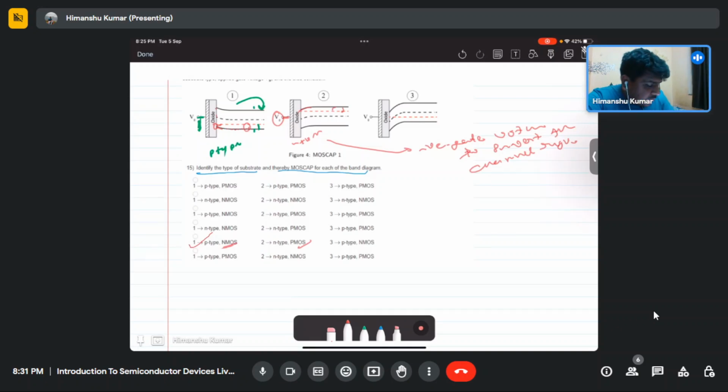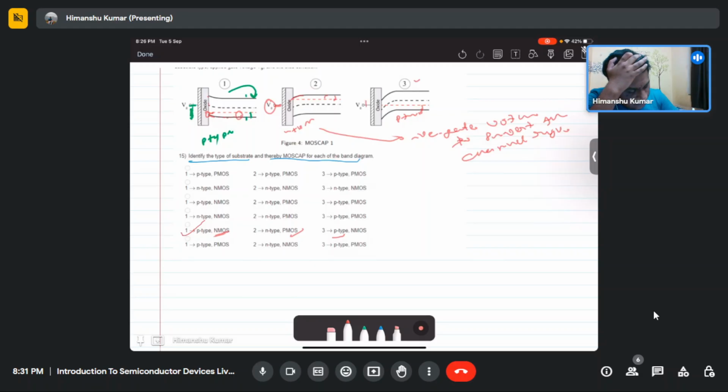Now in the third case, away from the junction, the Fermi level is closer to the valence band. So the third case is P type. If you apply a more positive voltage, then this band will bend down and it will become more like N type. So this will behave like NMOS. The inversion layer will be formed by electrons. So the third is NMOS.